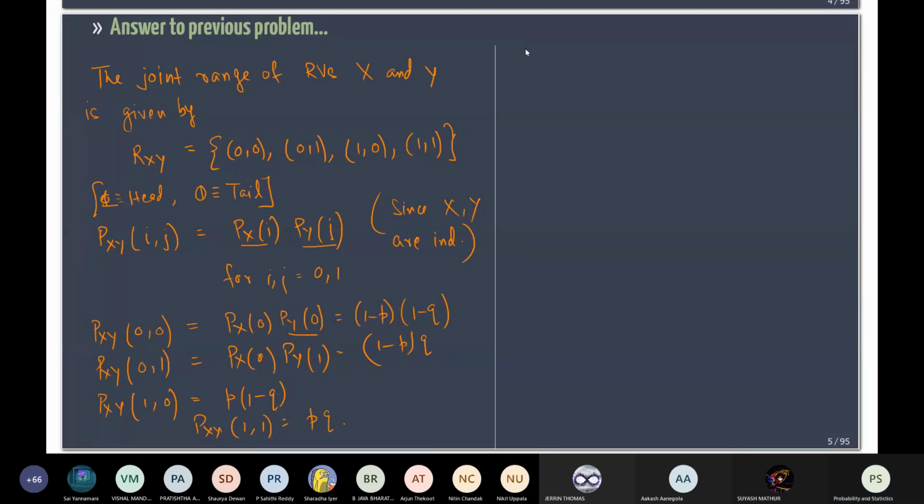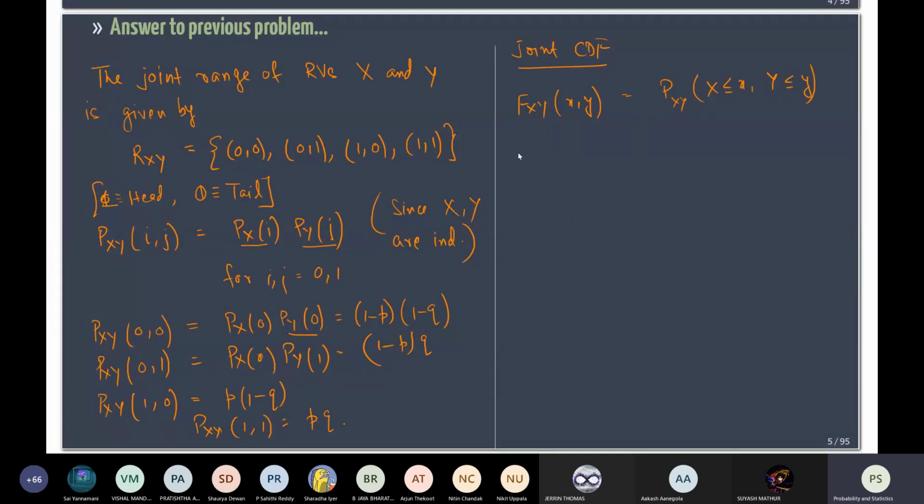So that's fine. The PMF is done, and now the second part is the joint CDF. The joint CDF will be nothing but the sum of these. We recall that the joint CDF is given from the PMF, which is P_XY, where X is less than or equal to x and Y is less than or equal to y.